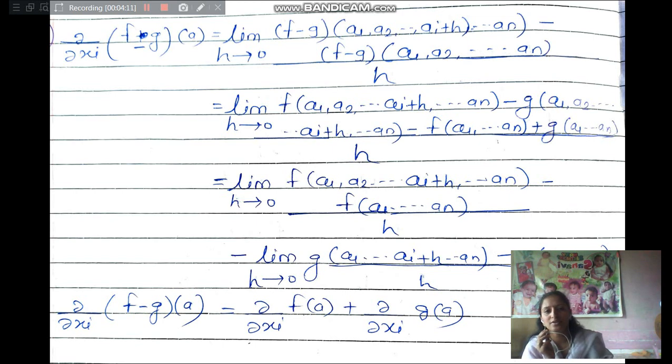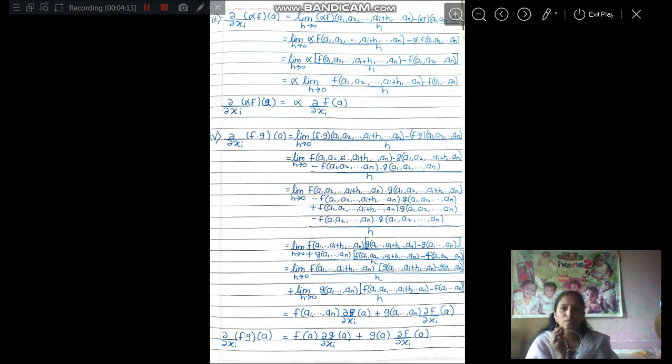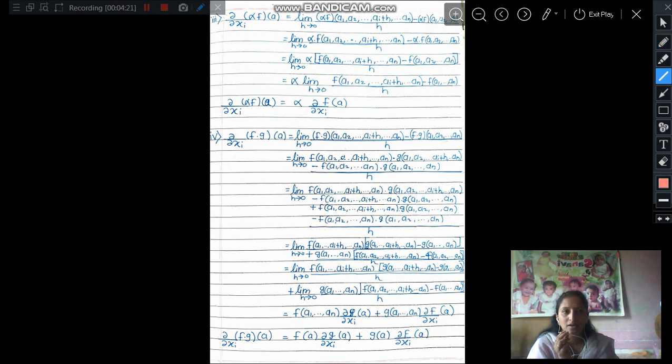Now we go for the third part. ∂/∂xi operated on alpha f at a. Now our operator is alpha f operated on a. So the limit as h tends to 0 of [alpha f(a1, a2, up to ai plus h, up to an) minus alpha f operated on (a1, a2, up to an)] upon h. So now alpha operated on f of (a1, a2, up to ai plus h, up to an) minus alpha, taking alpha outside, f of (a1, a2, up to an) upon h.